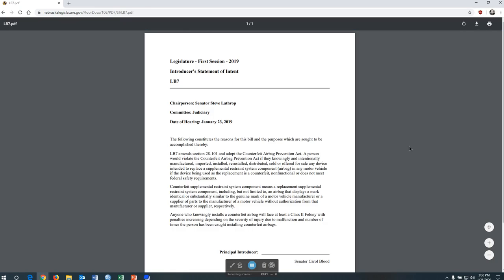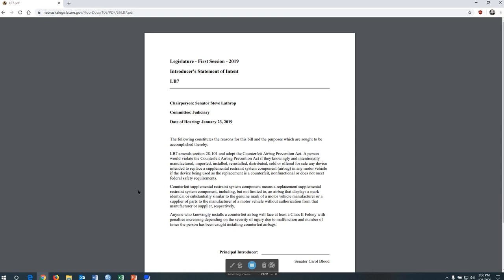Yes. So lots of times for the passed bills, you're going to see a statement of intent. This actually is supposed to be more of a plain English explanation of what the official sounding legislative bill says. So this says the following constitutes the reason for this bill and the purposes which are sought. And so it starts talking about counterfeit supplemental restraint systems, and that in the final paragraph, anyone who knowingly installs a counterfeit airbag will face at least a Class 2 felony with penalties increasing depending on the severity of injury due to malfunction and number of times the person has been caught.